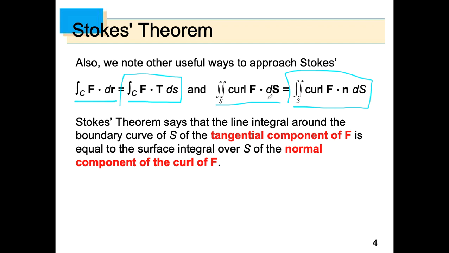Essentially, Stokes' theorem says that the line integral around the boundary curve of S of the tangential component of F is equal to the surface integral over the surface itself of the normal component of the curl of F. So essentially what's happening is the tangential component of F here will be equal to the surface integral of the normal component of the curl here.